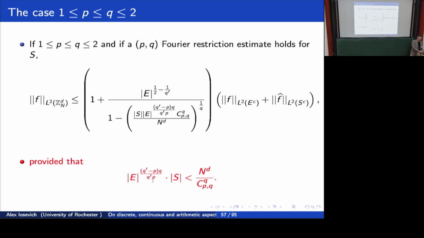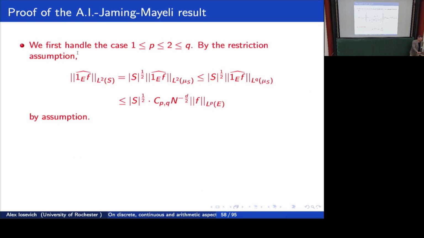Okay. So this is the version between P and Q, and the exponents are ugly. The only thing that I want you to notice about these exponents is that it's considerably better than the classical uncertainty principle. In fact, this power over here is smaller than 1 over P. Okay. So this is the version when P and Q are between 1 and 2.